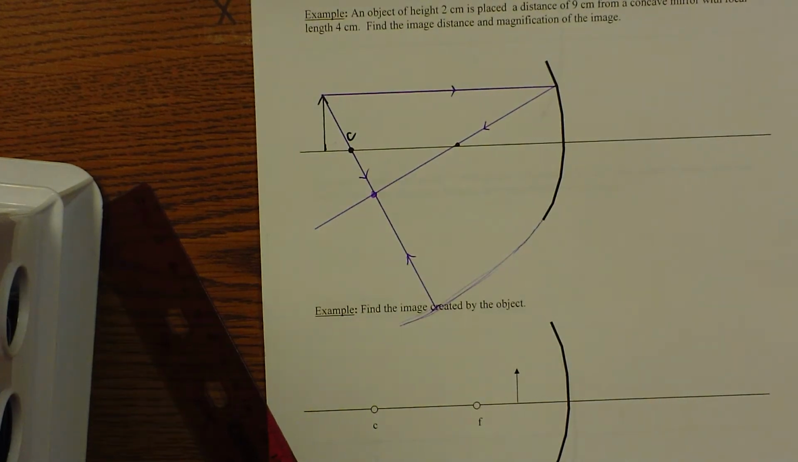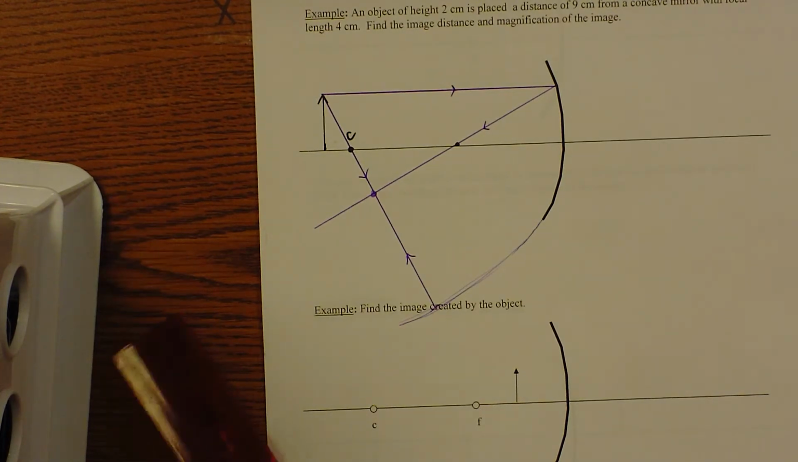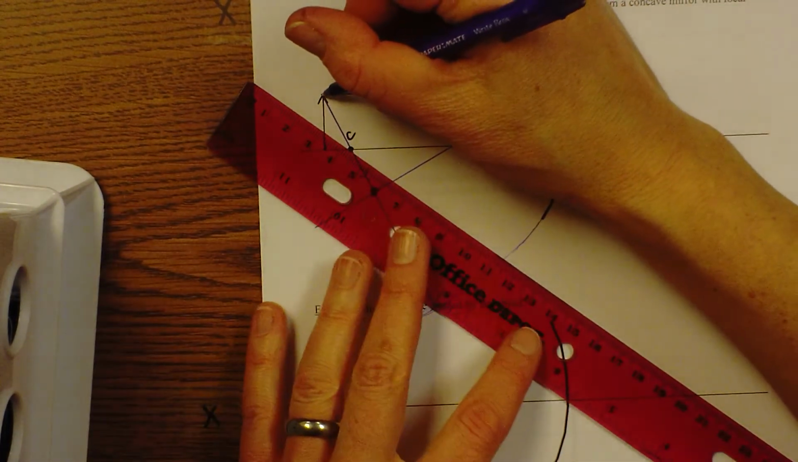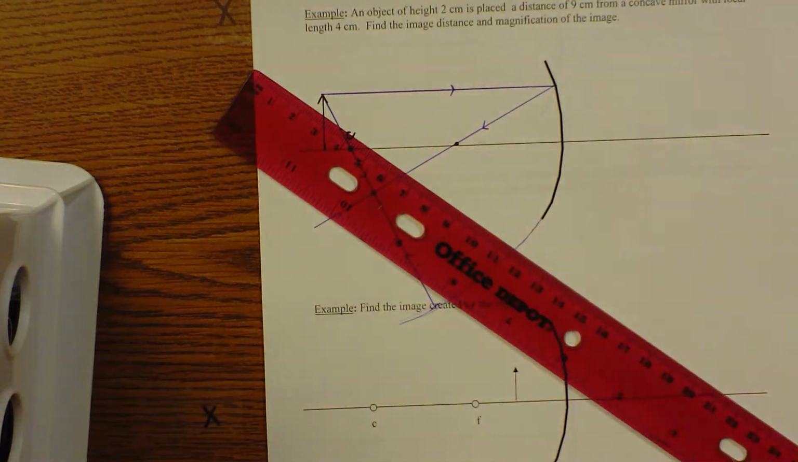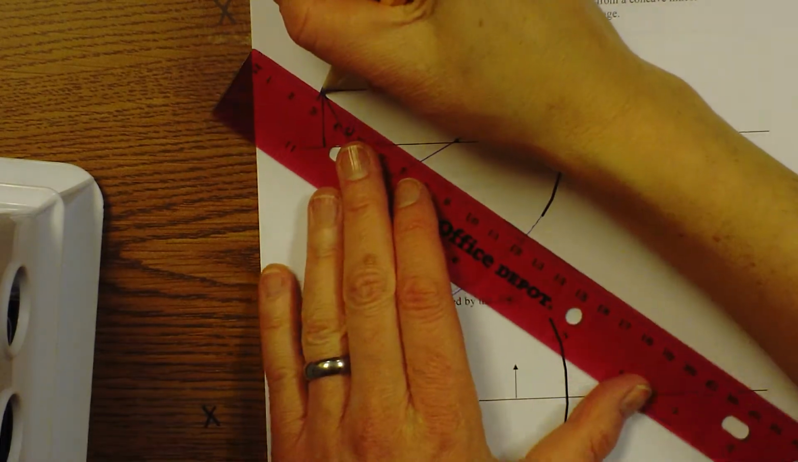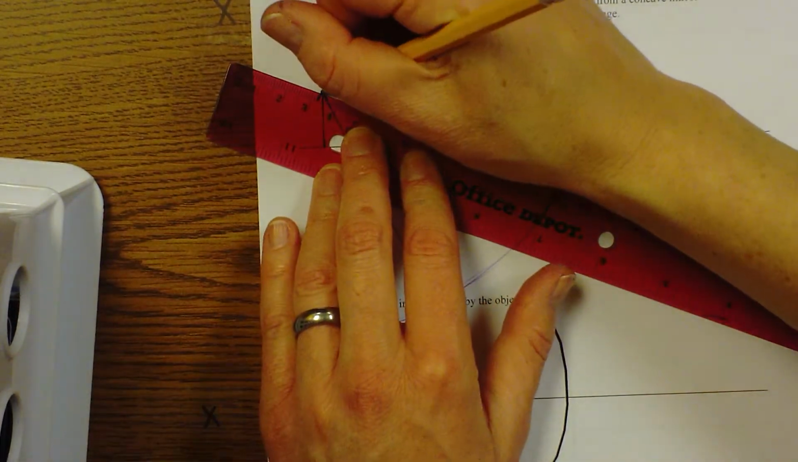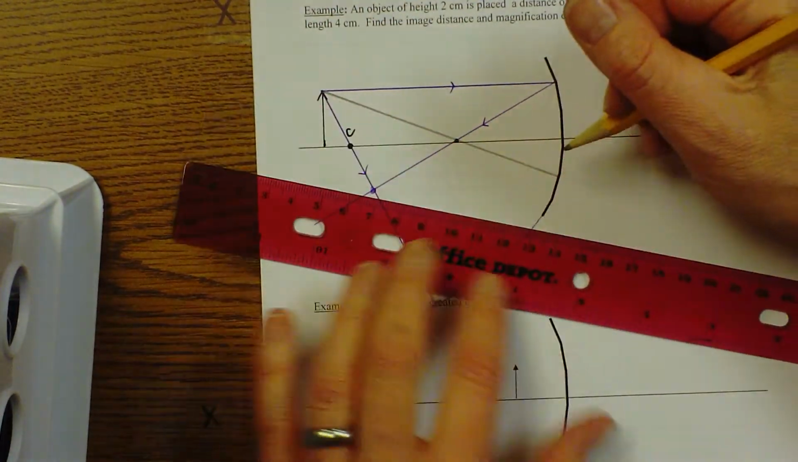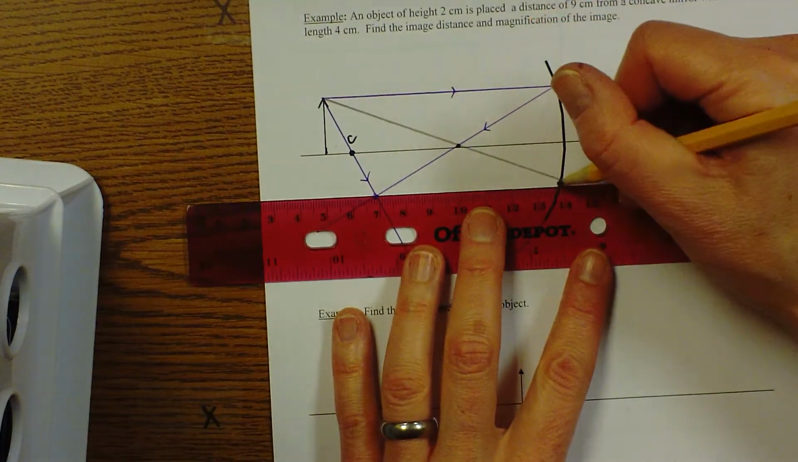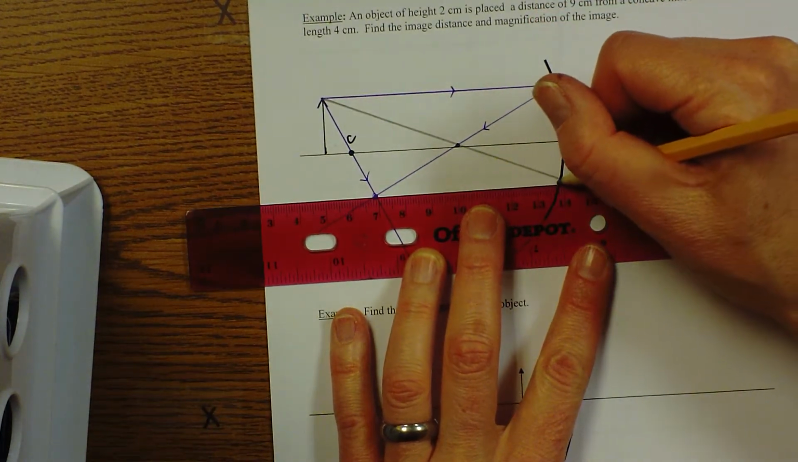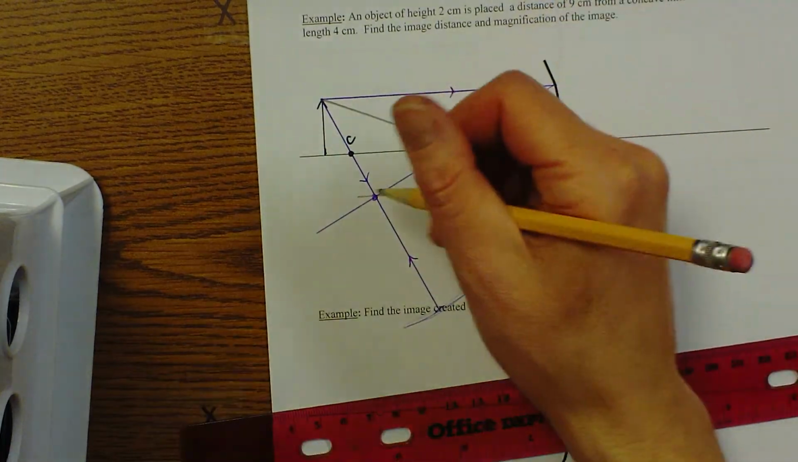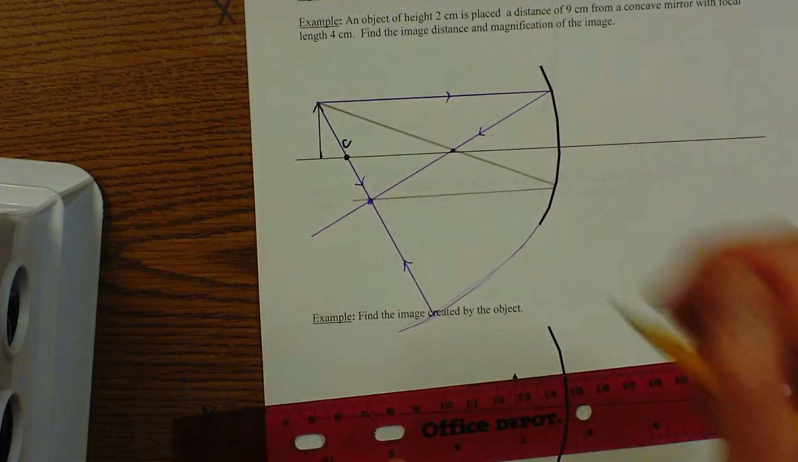Now, in order to find the location of the image, I've drawn everything that I need to draw. If you'd like to, you can draw a third light ray, but it's not necessary. I'll use a different color. This would be for verification. The third light ray would go through the focus and then bounce back parallel to the principal axis. I want you to notice that we end up in the same location once again.